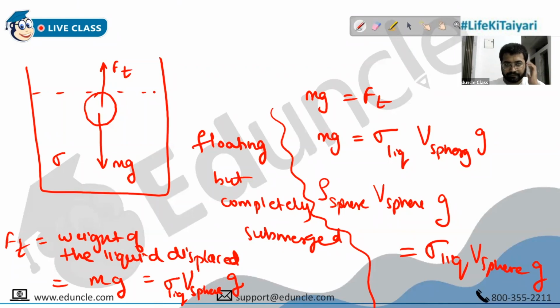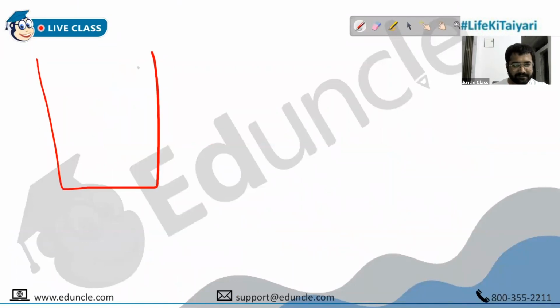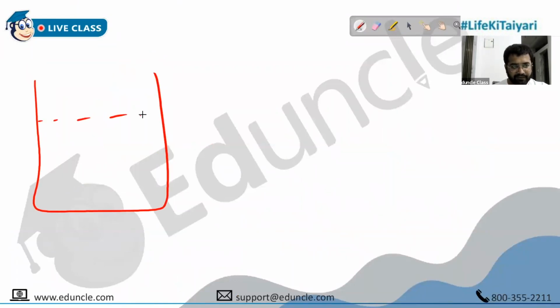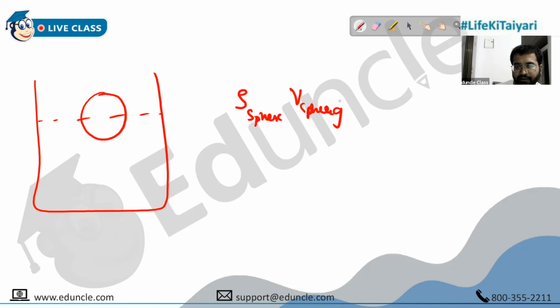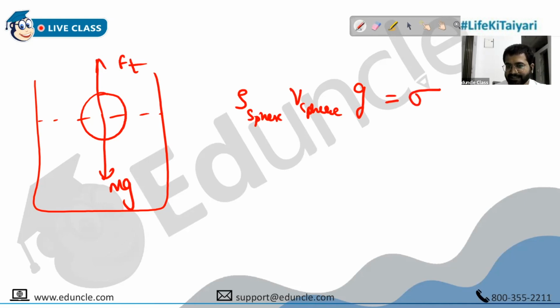Okay. But suppose it was a partial submergence case, something like this. Let's say exactly half of the solid was inside, then we would have density of sphere into volume of sphere into gravity. This is mg basically. It is equal to upthrust. But when it comes to upthrust, it is sigma, the density of the liquid. Now, the amount of liquid that will be displaced is only this much. It is half of the volume of the sphere.